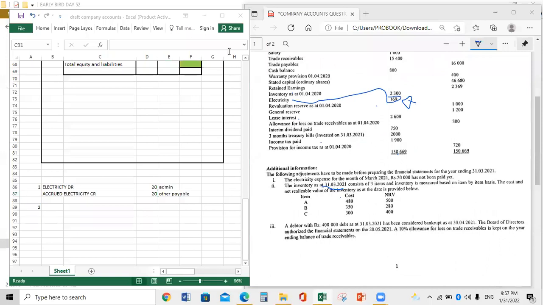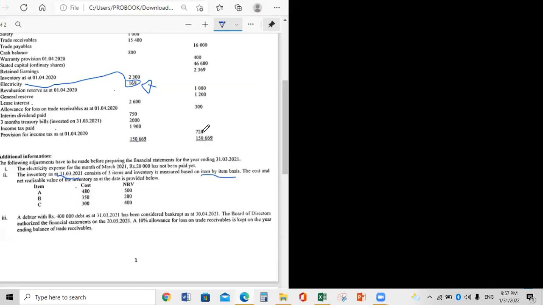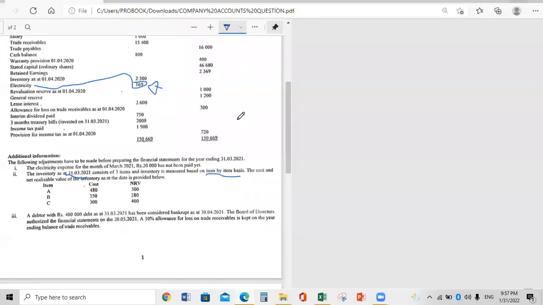Now see here, it is closing inventory. It says there are 3 items and it is measured item by item. Guys, if they don't say item by item, if they are silent, which method will you choose? Item by item, or grouping? If they are silent, you choose the item by item basis. But here they specifically say there are 3 items, so you have to choose the item by item basis.